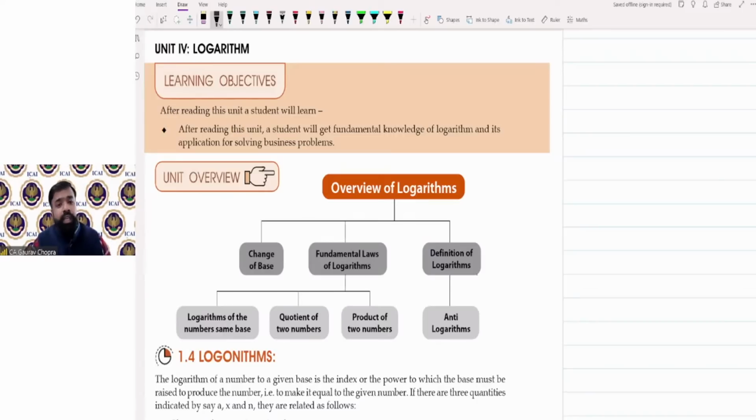And in today's class, we are going to start a new topic that is logarithm. This is the fourth unit of chapter number 1. So still we are on chapter number 1 and this is unit number 4. So today's topic is logarithm. It is one of the interesting topics. And what is the usage of logarithm?